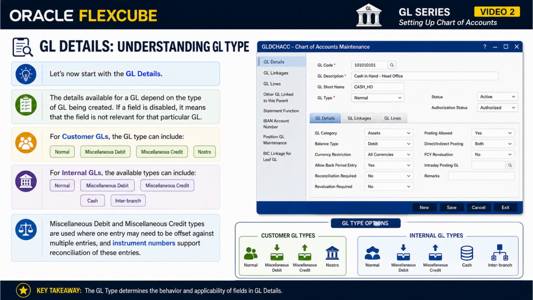GL details. Understanding GL type. Let's now start with the GL details. The details available for a GL depend on the type of GL being created. If a field is disabled, it means that the field is not relevant for that particular GL. For customer GLs, the GL type can include normal, miscellaneous debit, miscellaneous credit, and nostro. For internal GLs, the available types can include normal, miscellaneous debit, miscellaneous credit, cash, and interbranch. Miscellaneous debit and miscellaneous credit types are used where one entry may need to be offset against multiple entries, and instrument numbers support reconciliation of these entries.